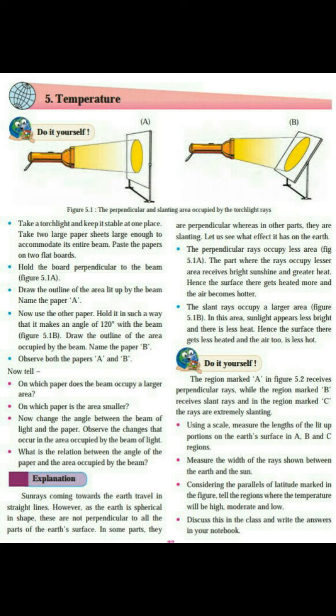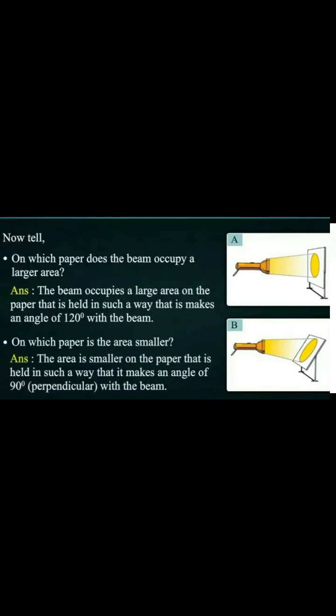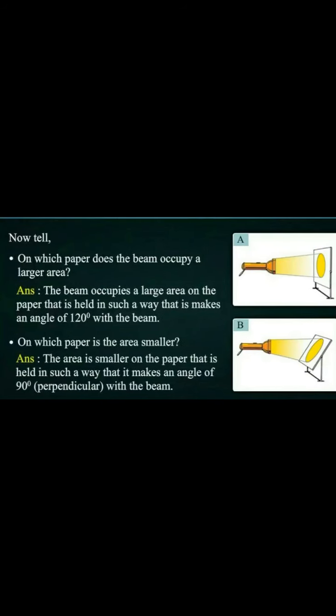On the basis of these two figures, you have to answer the following questions. On which paper does the beam occupy a large area? If you have seen it like this, you have to tilt figure B a little bit, and in figure A you have to keep the torch perpendicular. The beam occupies a larger area on the paper that is held in such a way that it makes an angle of 120 degrees with the beam.